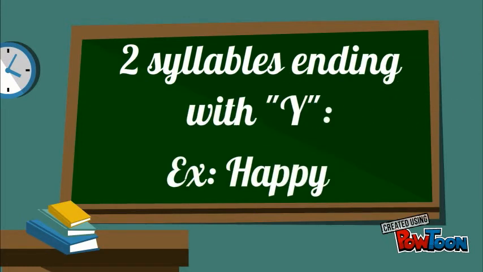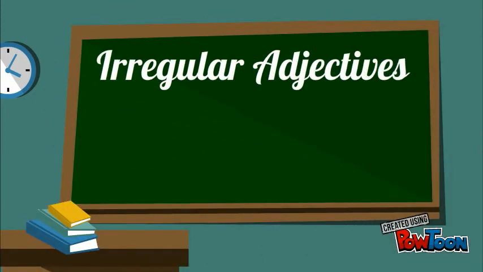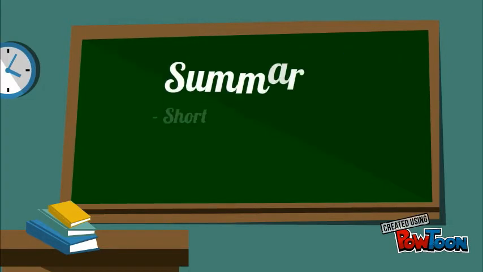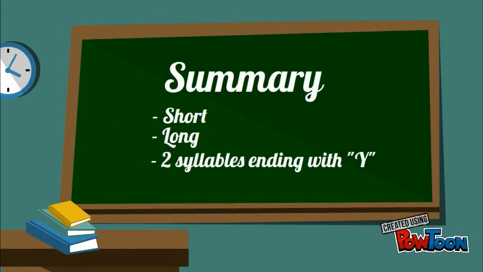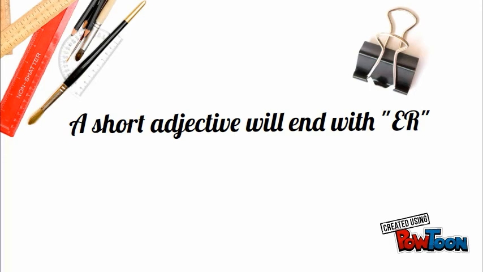And finally, the irregular ones. There are only three of them: good, bad, and far. Get it? Short, long, two syllables with Y, and irregular. Okay, so when you compare one thing to another one, with a short adjective, you add er.